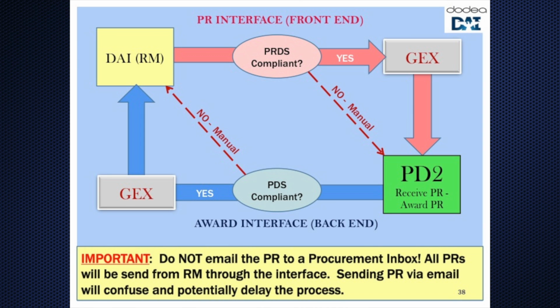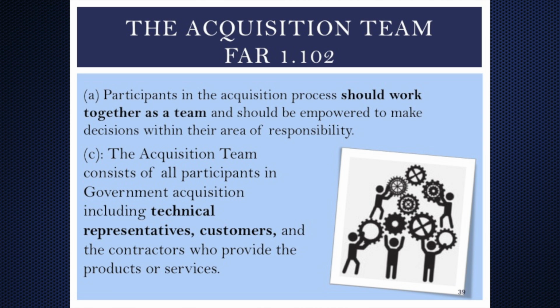So as a reminder, I talked about the Federal Acquisition Regulation in Part 1. This is the main set of standards for procurement personnel in creating contracts, working with contractors. It also talks about the acquisition team. This is one of my favorite parts in the FAR because it just talks about the basics of working together, of communicating. And in FAR 1.102, it talks about this acquisition team.